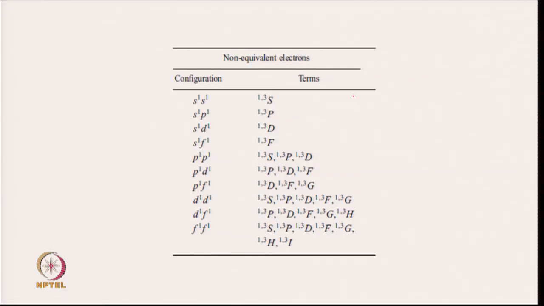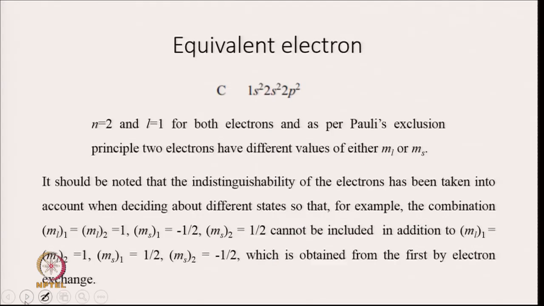So, you can go and practice a bit on these configurations, and their terms are given here. So, one electron in s, another electron in another s orbital, then you will get 1S and 3S, and that is written as 1,3S. So, these are the different terms for different configurations. For s1 d1 you have 1,3D, s1 f1 1,3F. So, these things you can practice. Now, it is not that difficult, you just need to understand the concept.